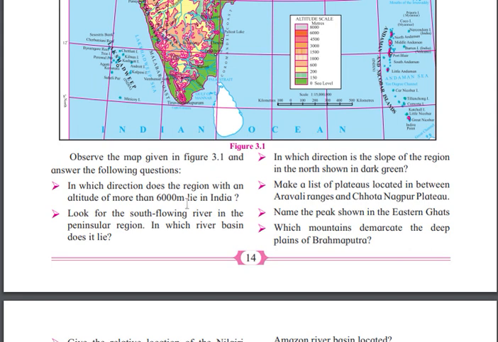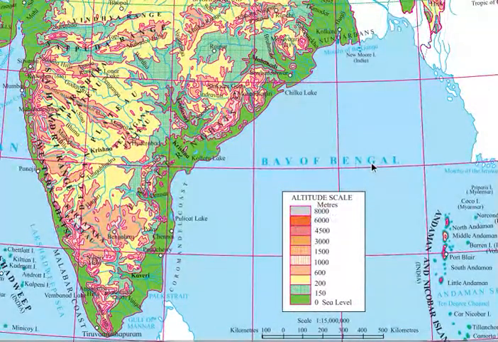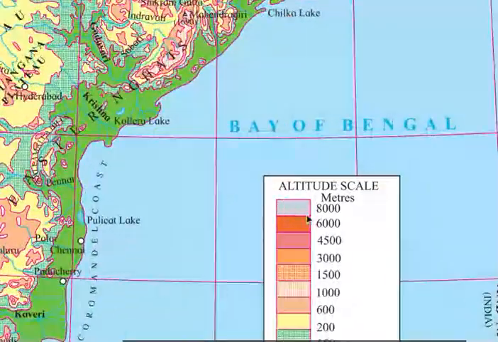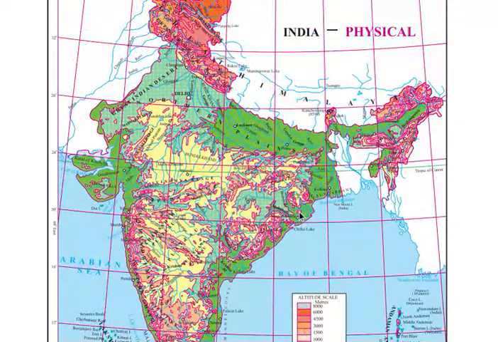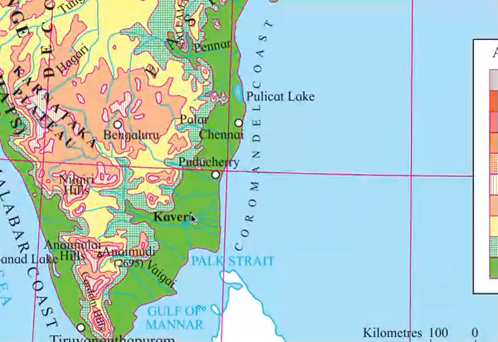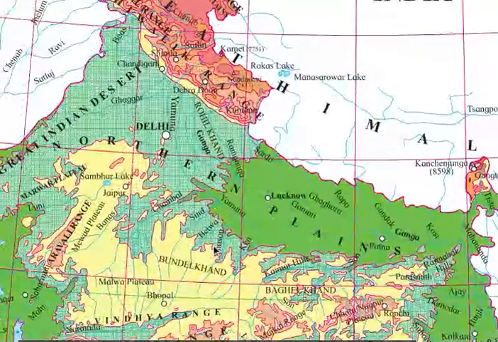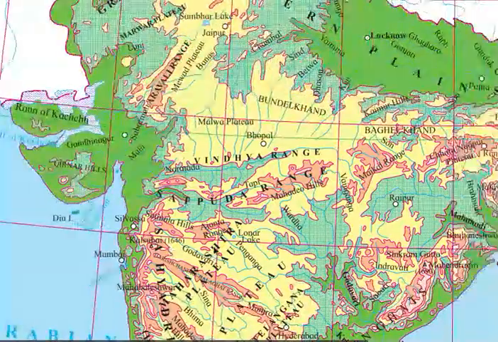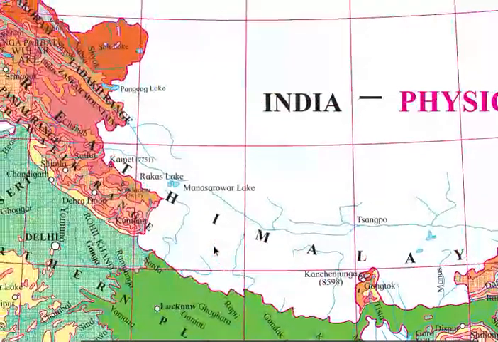In which direction does the region with an altitude of more than 6000 meters lie? More than 6000 meters, so you need to focus on this color. Let's see where these colors are. Where are these colors, here, here, or here?